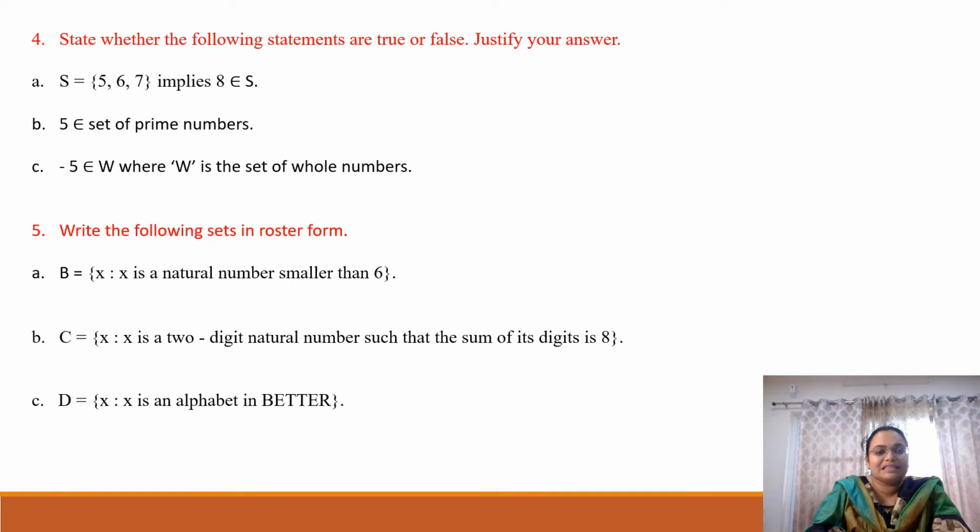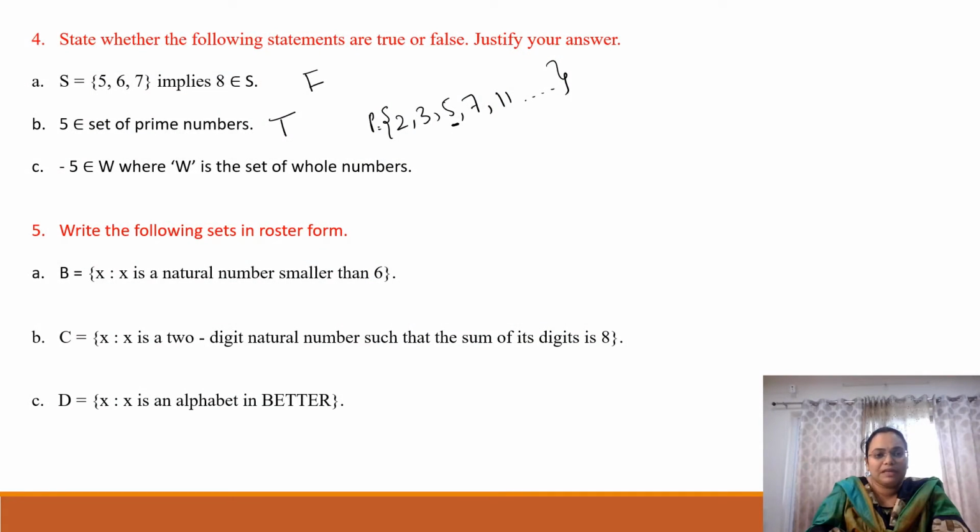The fourth one is, state whether the following statements are true or false. Justify your answer. S is equal to {5, 6, 7} implies 8 belongs to S. So in the set containing these elements, do you see 8? No, right? So this is false. 5 belongs to the set of prime numbers. The set of prime numbers is P equal to {2, 3, 5, 7, 11, and so on}. 5 belongs to the set of prime numbers. Yes, so it is true.